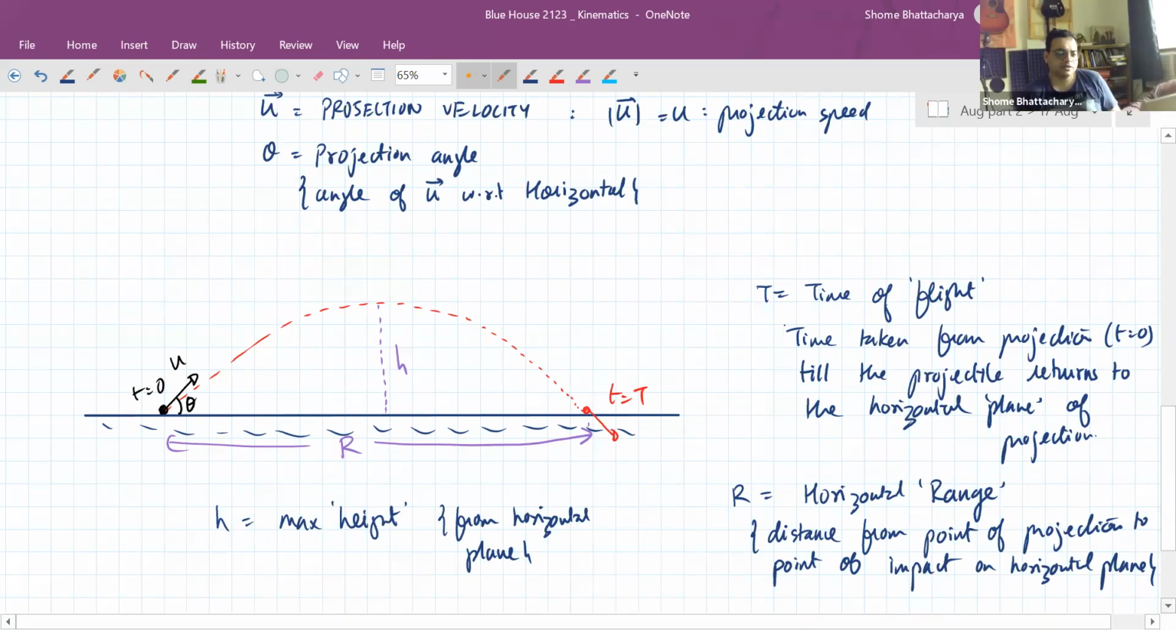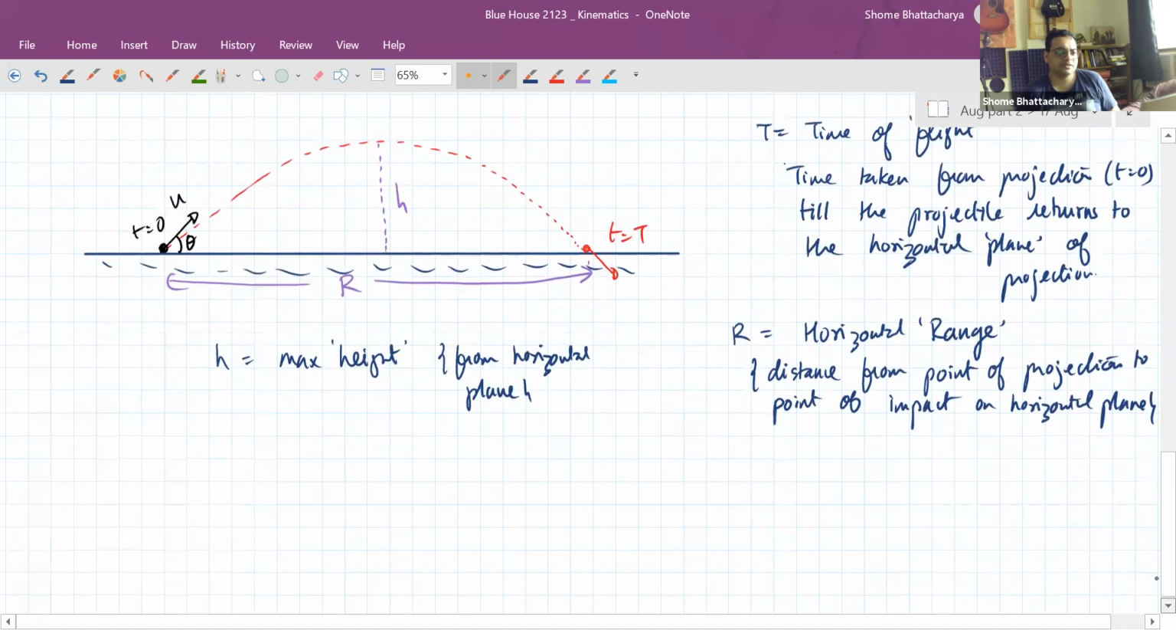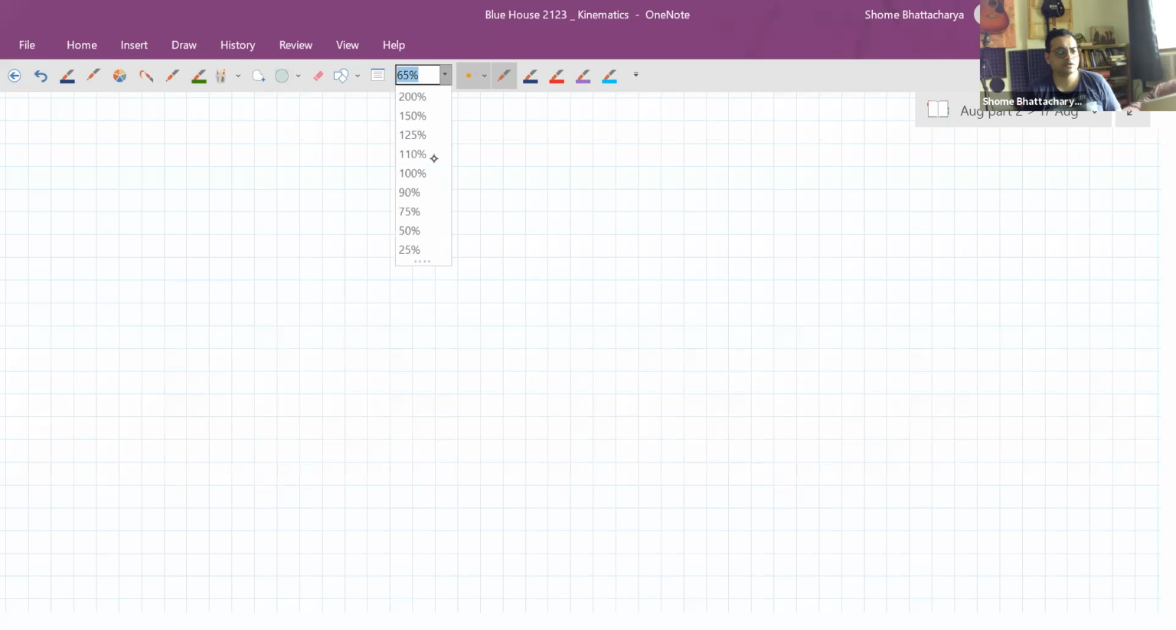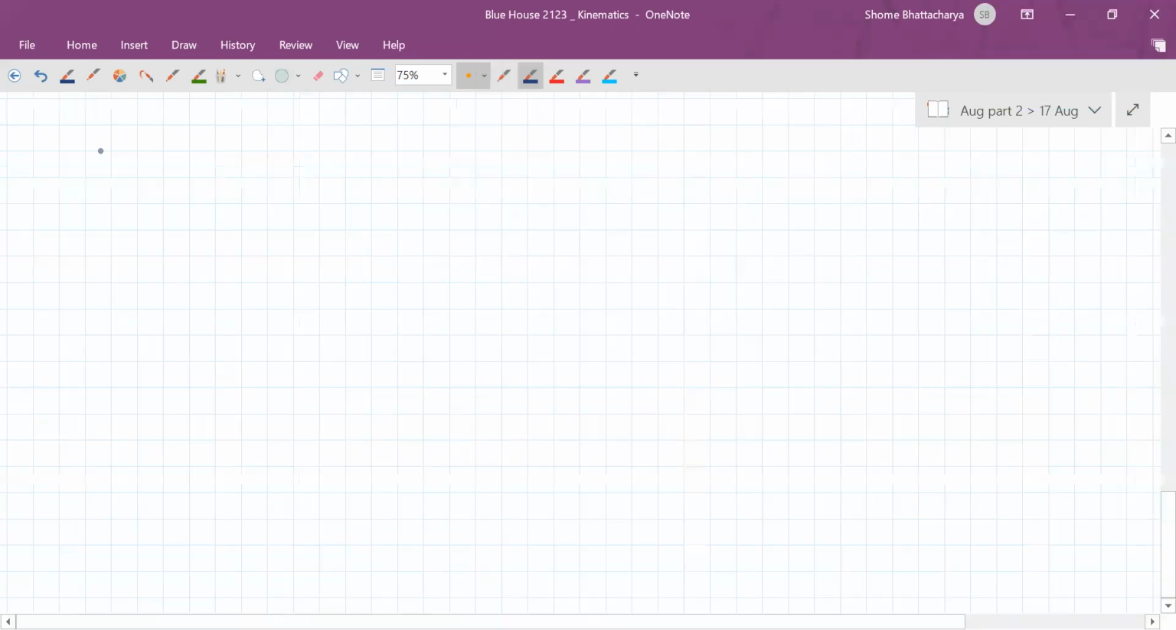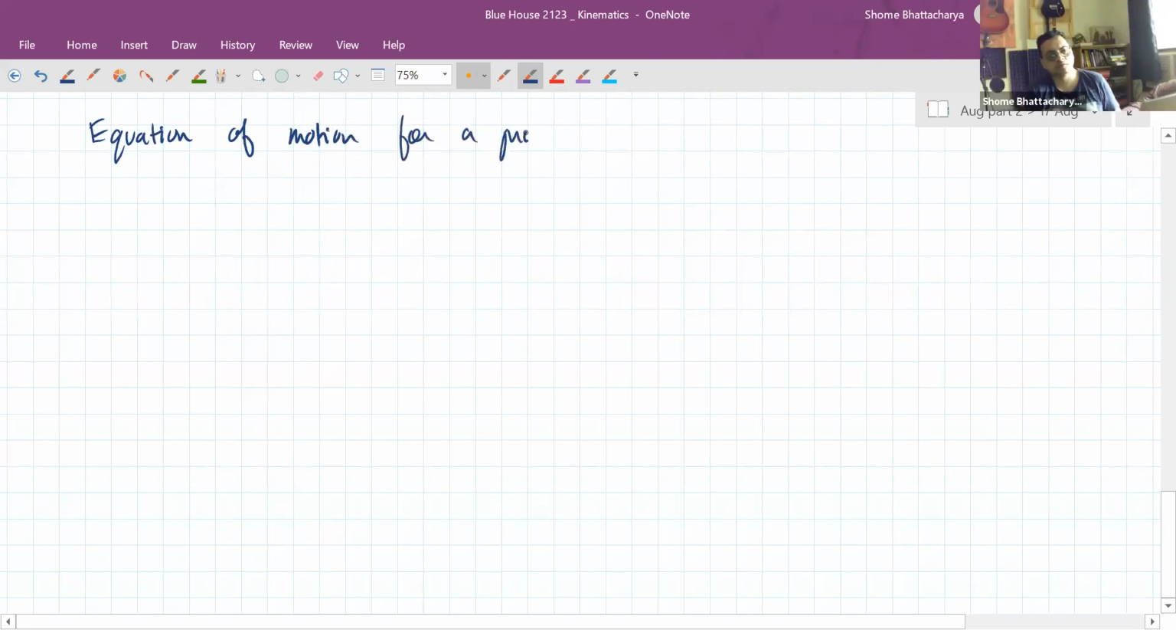Okay, so now having understood these three basic parameters, we come to the mathematical analysis of projectile motion. Basically, we want to develop the equations of motion for a projectile. And then using that, we will develop the formulae for those three things: the range, the maximum height, and the time of flight.